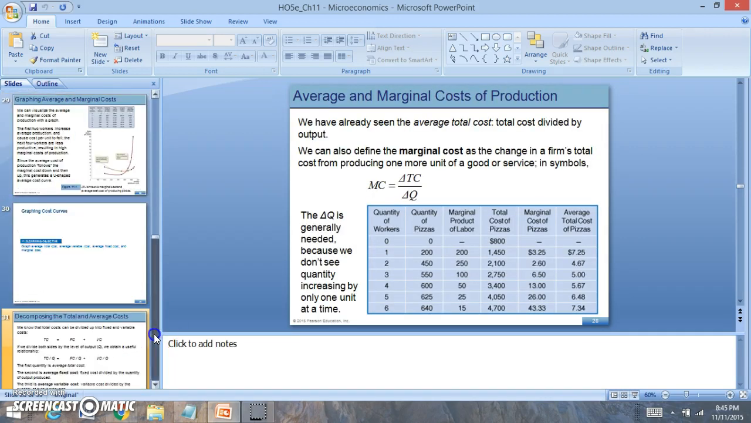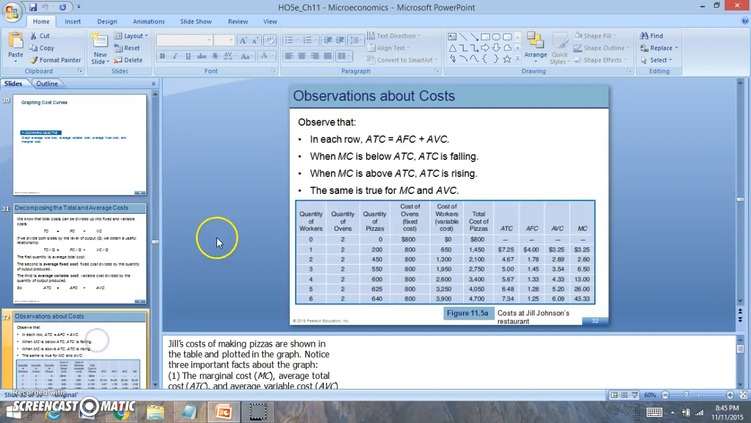Now, let me get to the table here. This is a table that's going to be evaluating our costs and breaking it down. And I want to go through each column with you. The first column is the number of workers that we have. The second column is how many ovens we have. The third column is looking at how many pizzas are produced. So you see, the more workers we hire, the more pizzas we can produce.